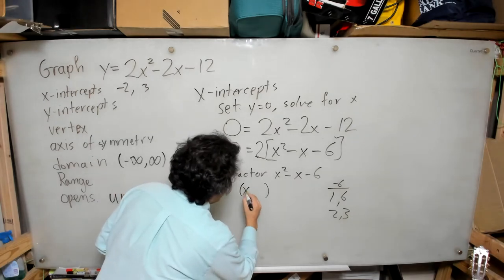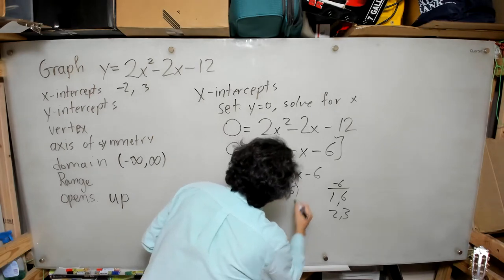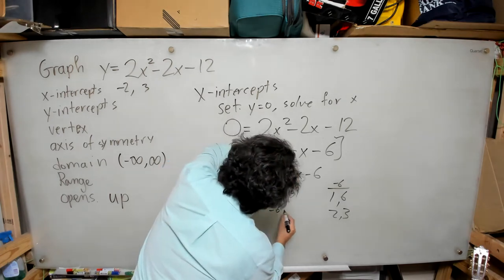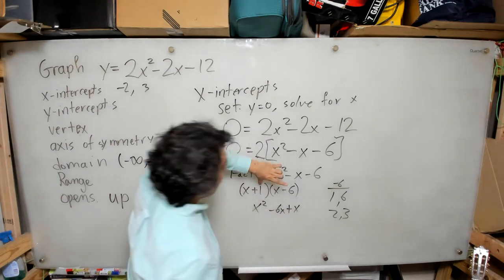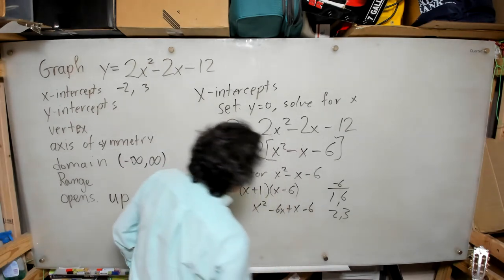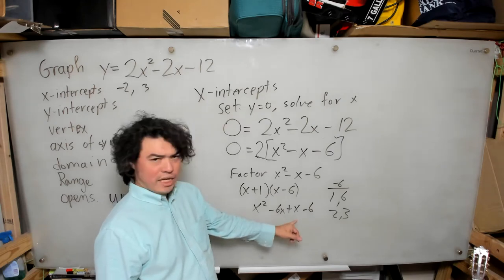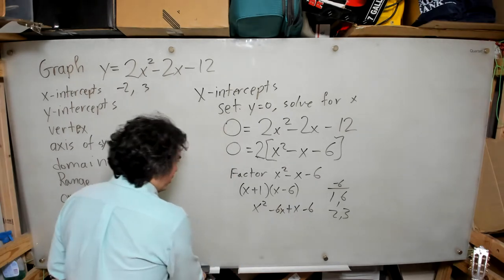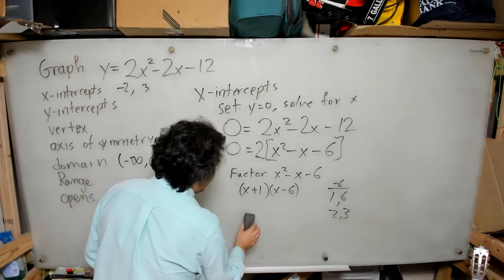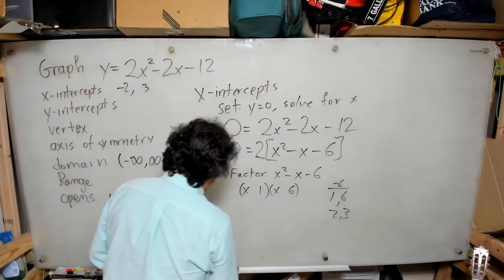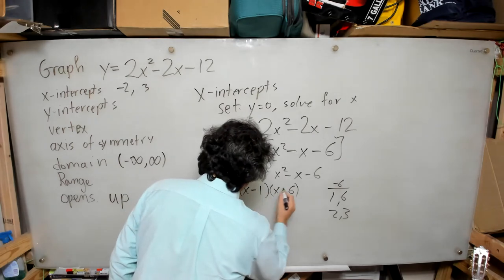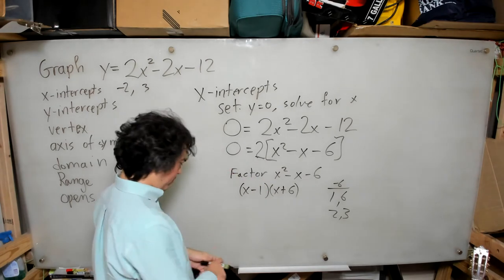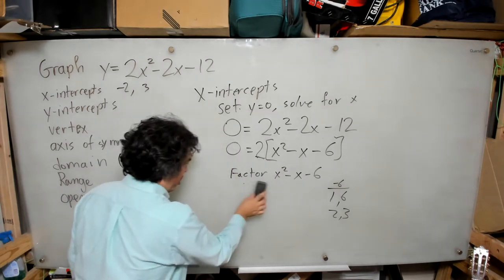What are my possibilities? x plus 1, x minus 6, okay? x times x is x squared. x times negative 6 is minus 6x plus x, because the 1 times x, and then 1 times negative 6 is minus 6. You can see that if I take the negative 6x plus x, that's going to be negative 5x. It won't be the negative x we're looking for here, right? So we know this is not the factorization. What if I switch the signs here? So what if it's minus 1 plus 6? Then it'll be plus 6x in the middle minus x, which will be plus 5x. So we know this one's gone.